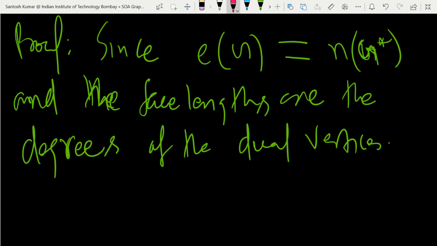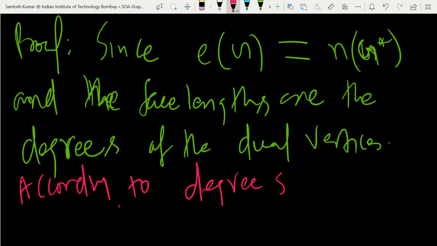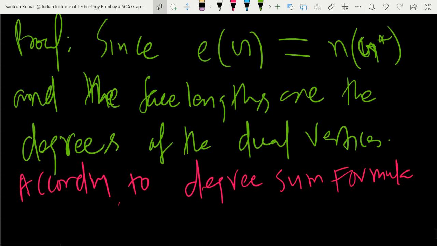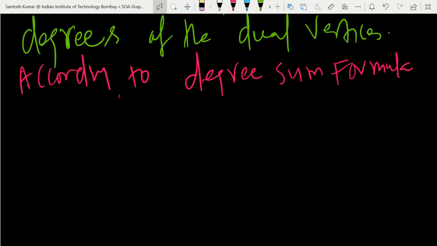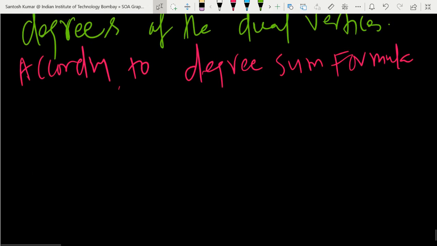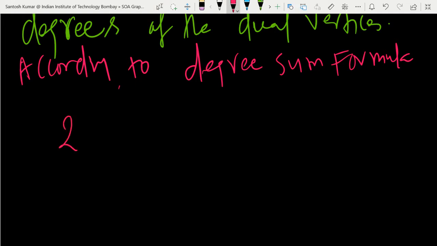And one more result we need is called the degree sum formula. So do you know what the degree sum formula is? Please tell me. Sum of all degrees is equal to 2 times the number of vertices. Very good. Number of edges, actually. Yes. So it's 2 times the number of edges in graph G.